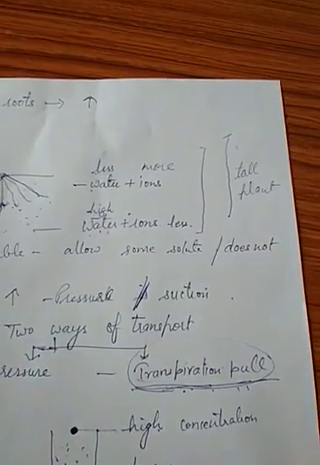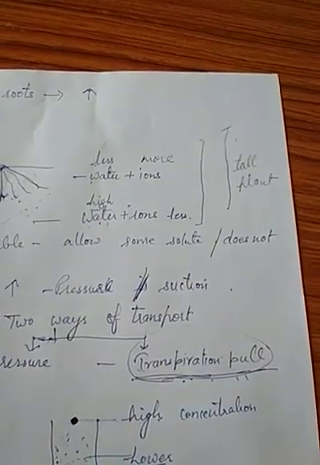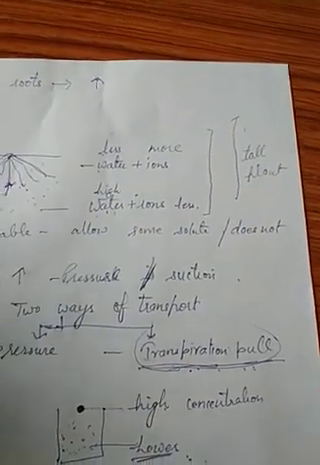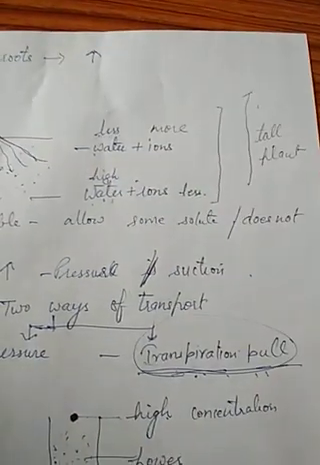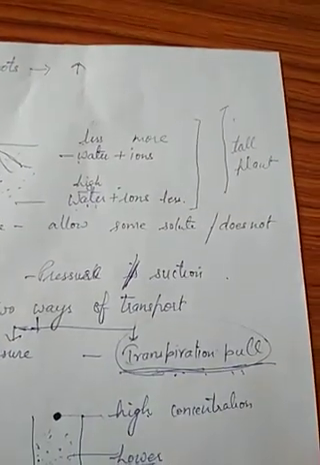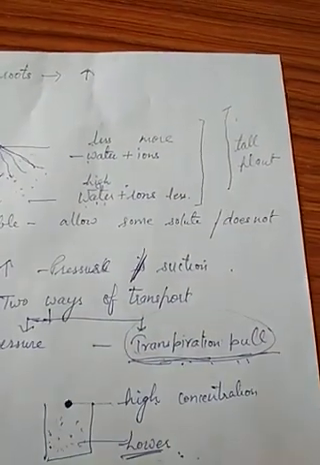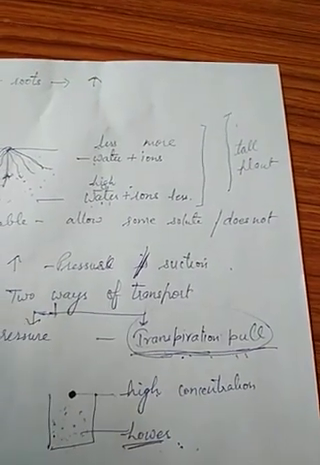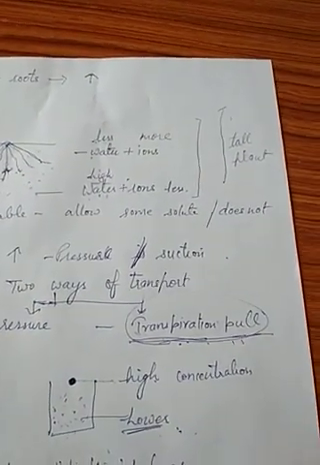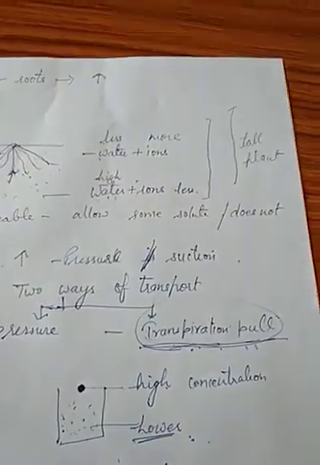Now the transpiration is clear. Transpiration is the loss of water in the form of water vapor from all the aerial parts of the plant. And transpiration pull is the pulling force because of which the water moves from the roots to all the aerial parts of the plant. So that is called transpiration pull.